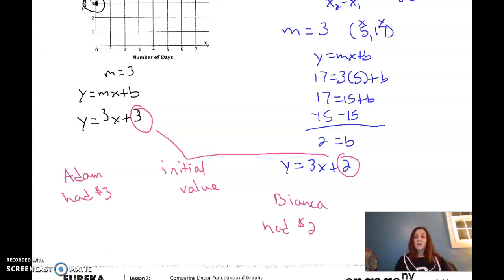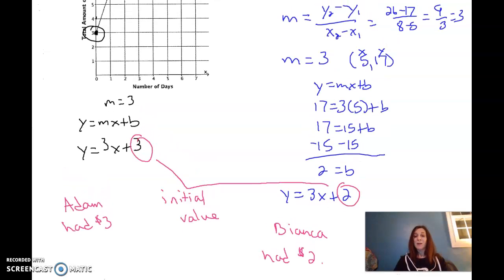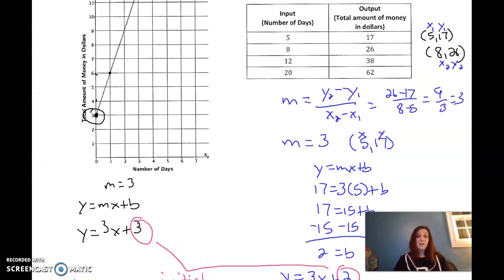Okay? So even though it seems like we're not having a lot of information, we really are. And the information we're missing, we can find out using the tools we've been given. We can compare and we can figure out who had what they started with at the beginning of the month just by using our knowledge of functions when given to us in a table or a graph.